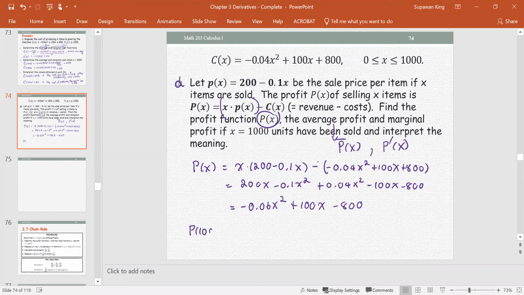For selling 1,000 items, the total profit is negative 0.06 multiplied by 1,000 squared plus 100 times 1,000 minus 800. And the number comes out to be 39,200 as the total profit.